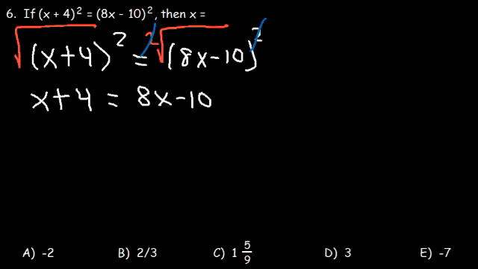Now, what you need to keep in mind is that whenever you take the square root of a number, you can get a positive answer and you can get a negative answer. So for the negative answer, all we need to do is change one side of the equation, or multiply one side of the equation by negative 1. And then it's going to work.